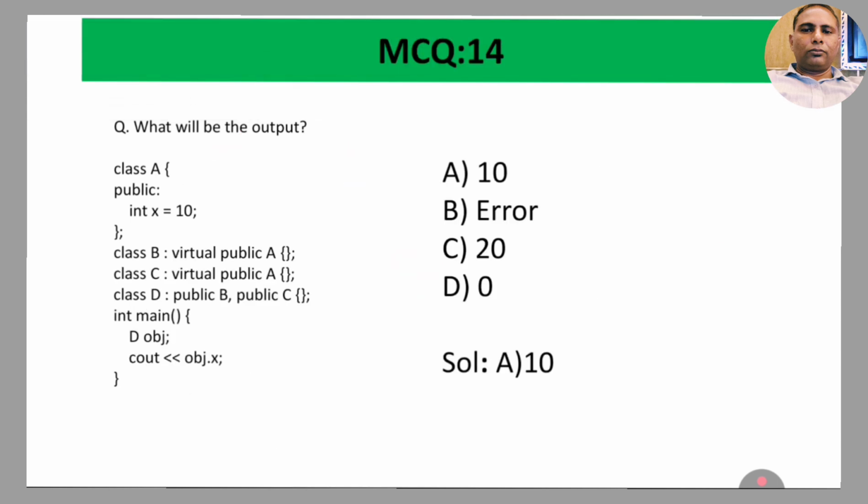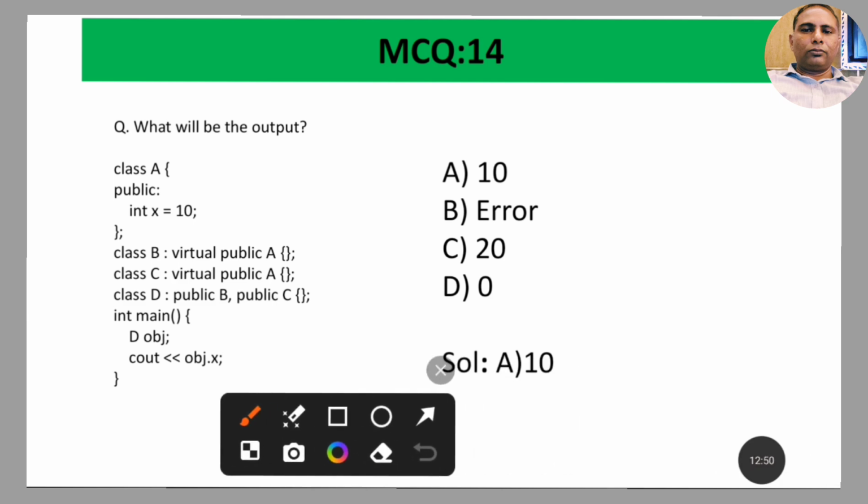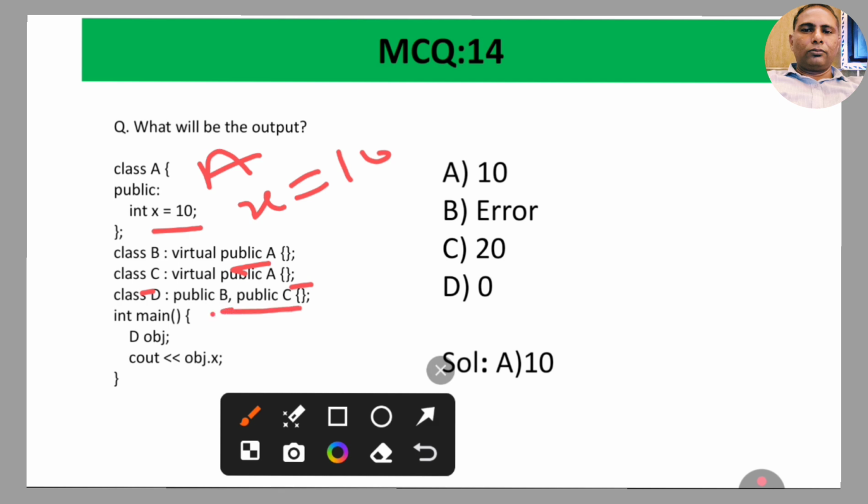Now the next question is, what will be the output? We have made one class A, with x equal to 10. Then we have derived one class, B, from A. We have derived C from A. Then we have derived D from both B and C. Then we have made one object of the D class. Then we want object dot x.